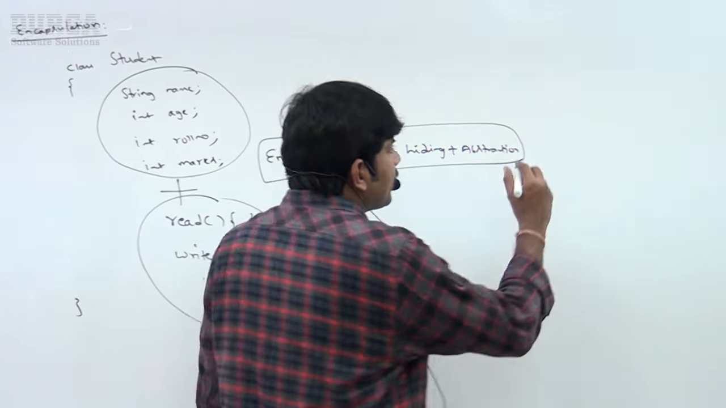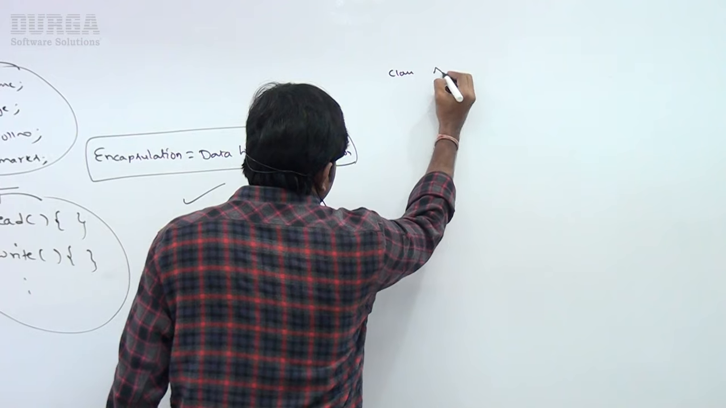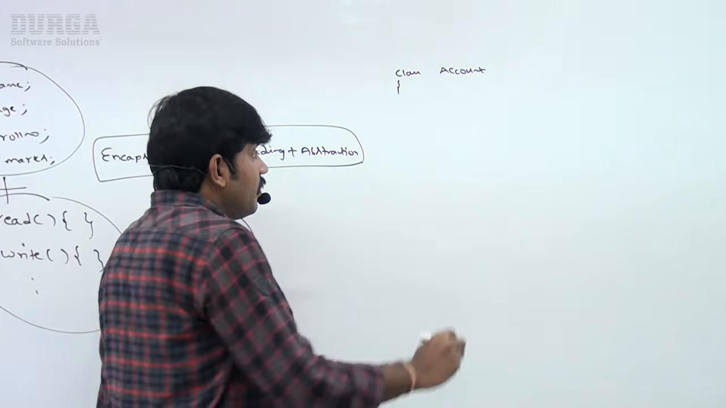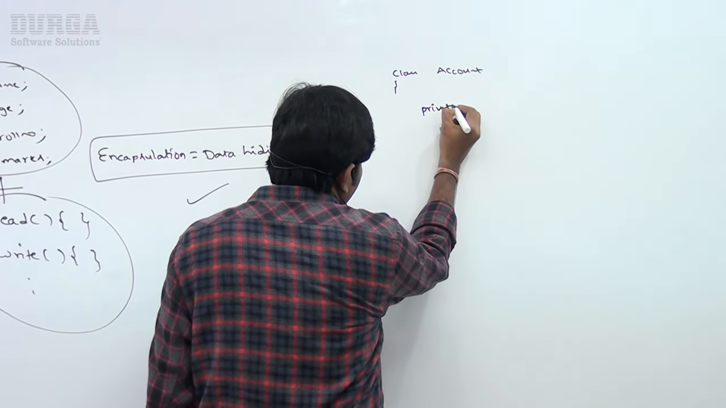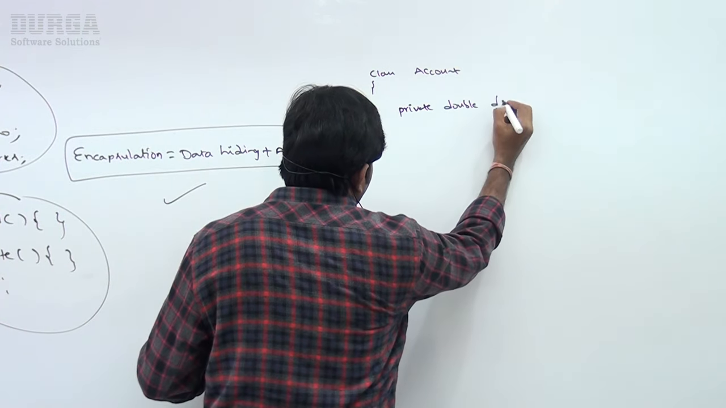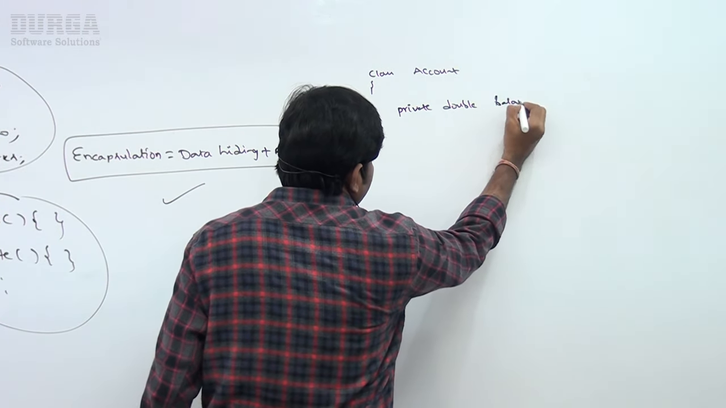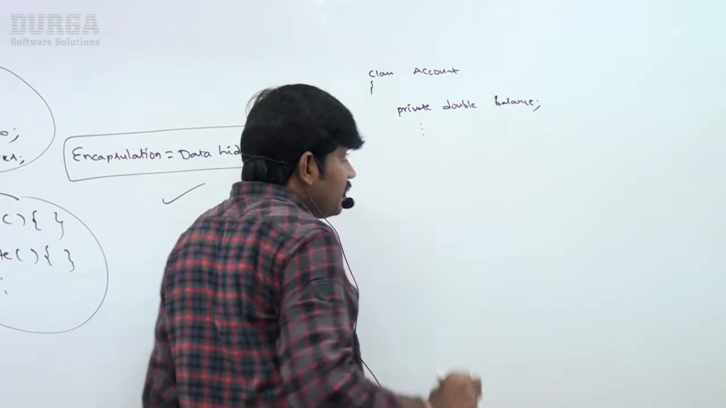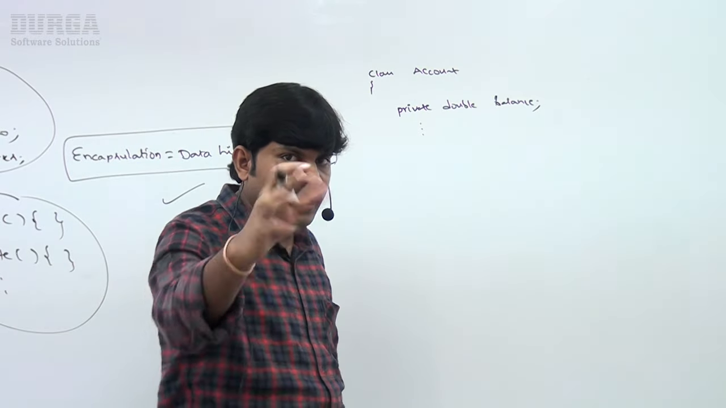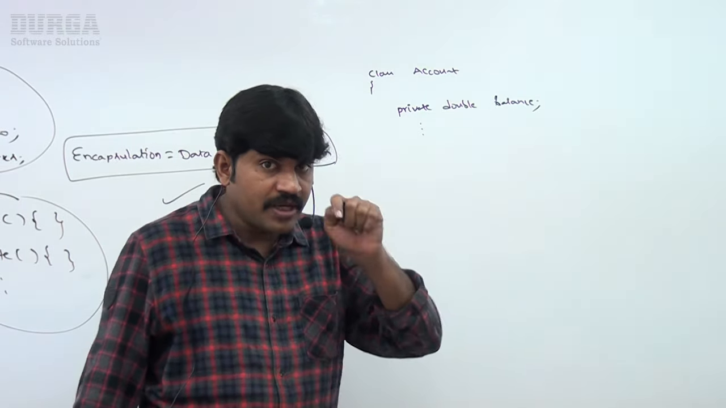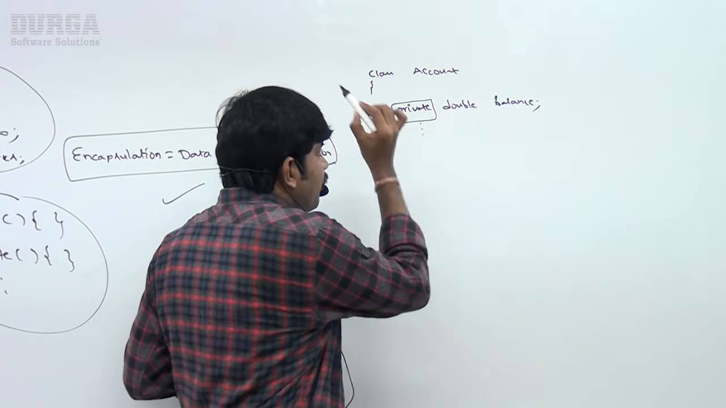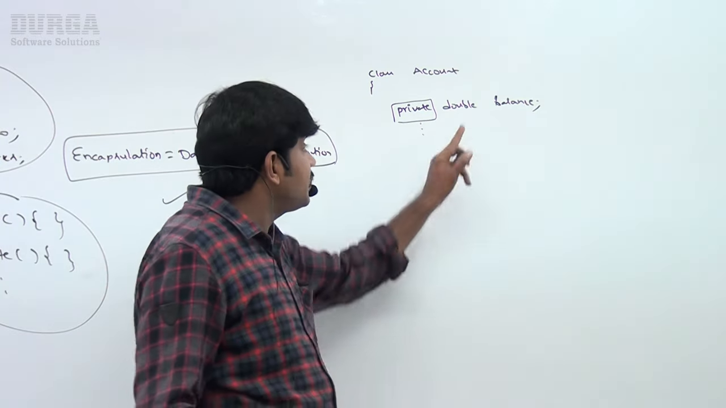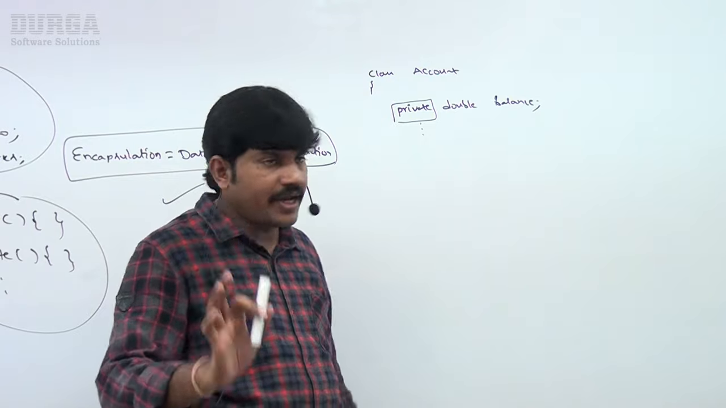Now let me take a small example. I'm taking class Account, sir. Observe very carefully. Class Account, for every account, private double balance, the balance field is there, sir. Now this balance variable cannot be accessed directly by an outside person, because the reason is private. Remember this: because it is private, an outside person can't access this data directly. That's why it is private, okay, data hiding.